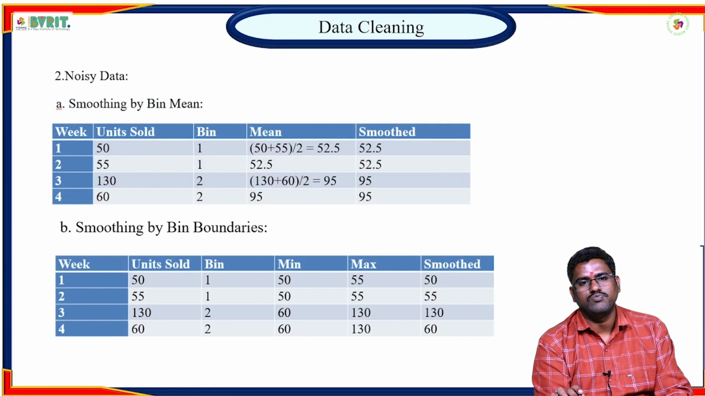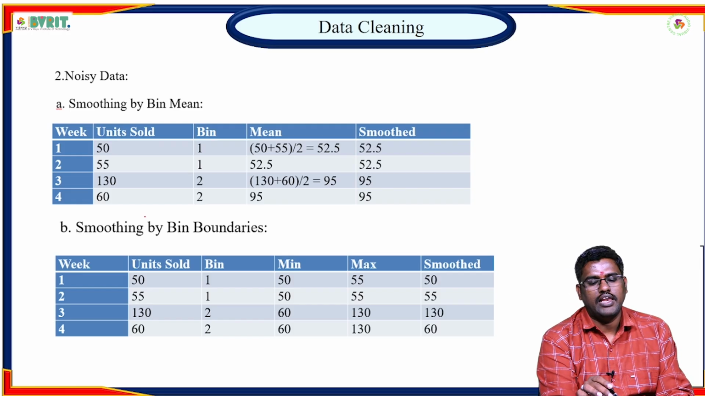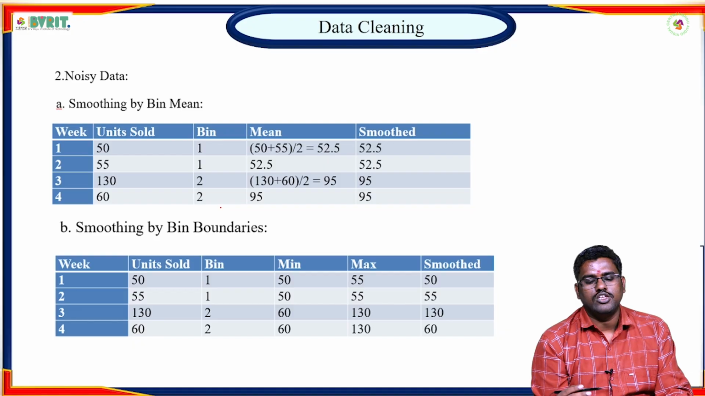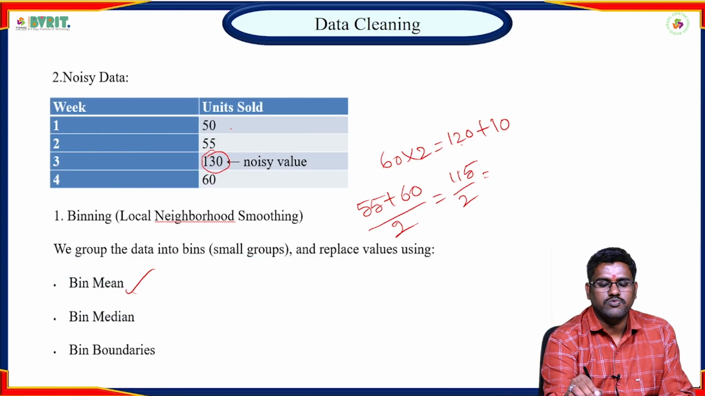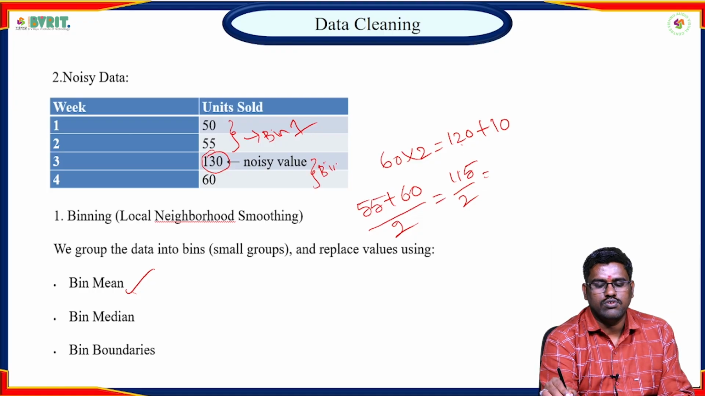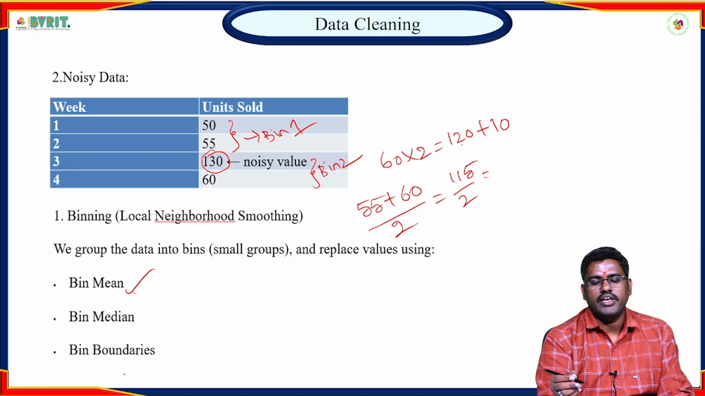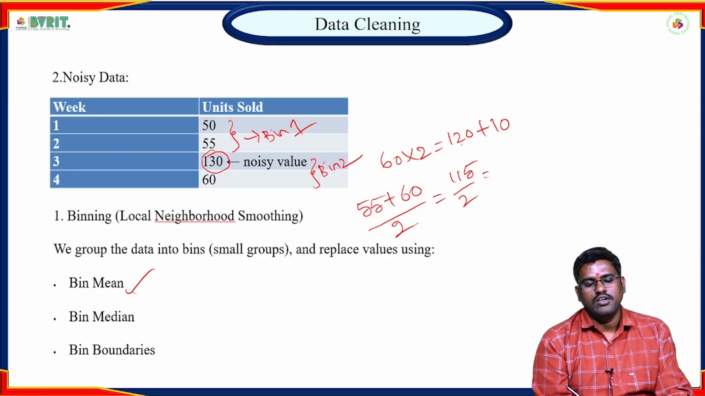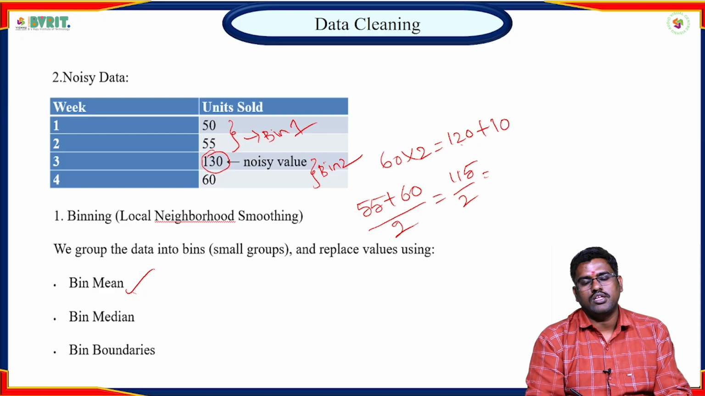So this value is 50, the mean value along with these values. These are the units sold values, and we are dividing them. We are dividing 50 and 55 into bin 1, and we are dividing the other two into bin 2, by calculating bin means. Bin means the similar, near values will be placed in the same bin. So 50 and 55 are placed in bin 1, and 130 and 60 will be placed in bin 2.